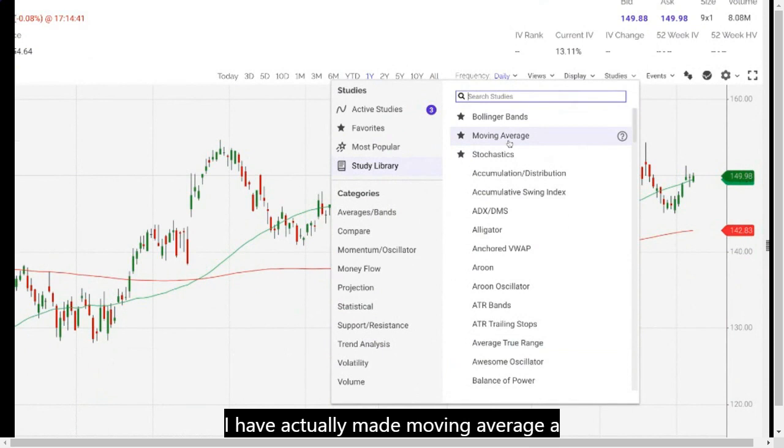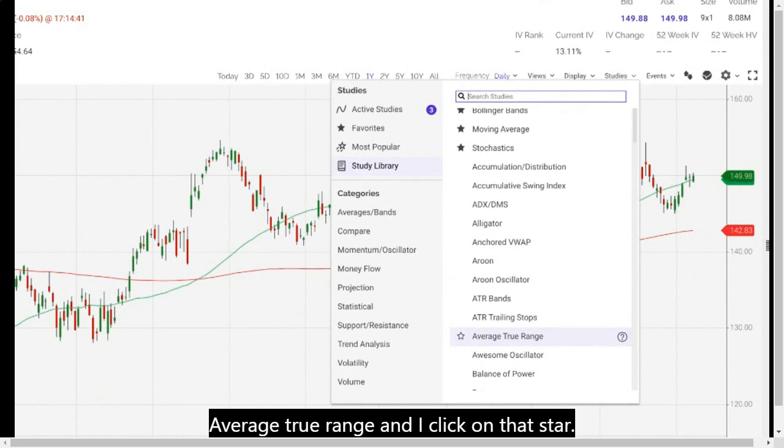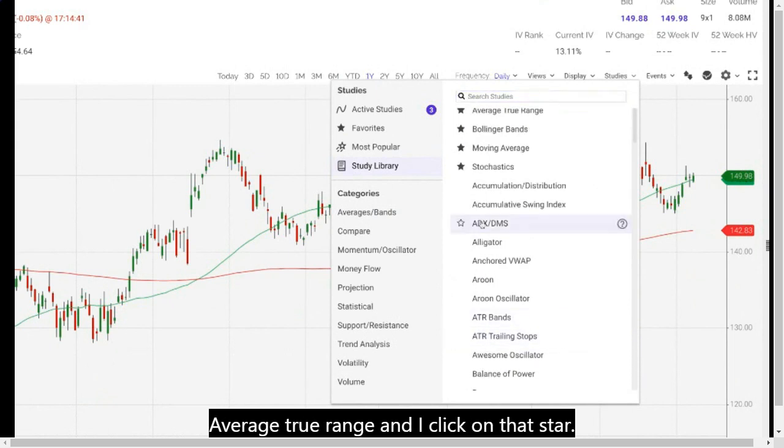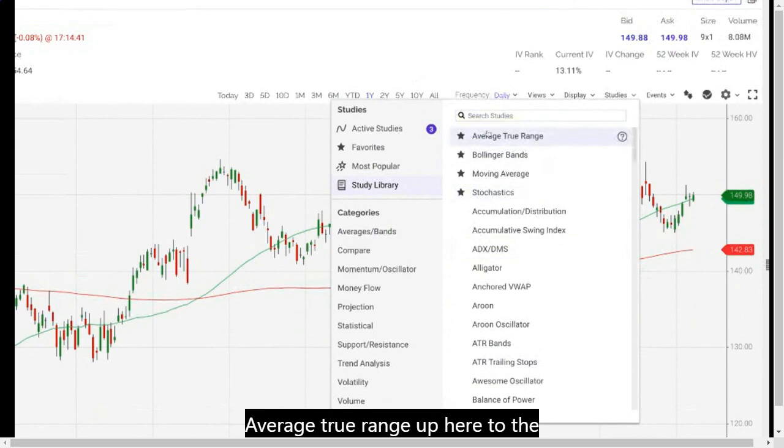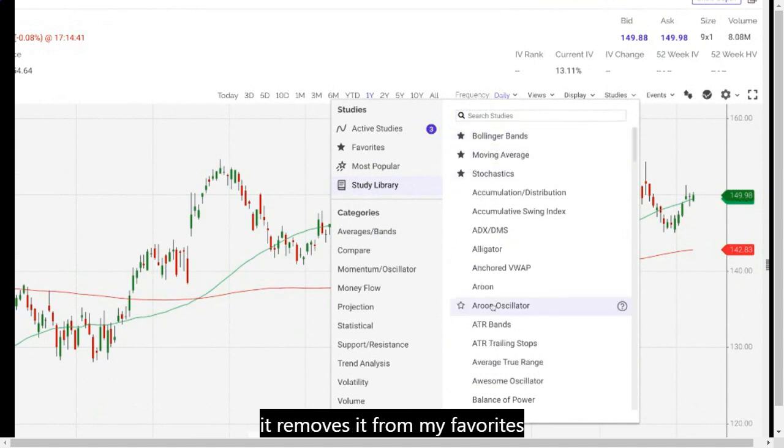I have actually made moving average a favorite study, and the way I do that is simply by going to whatever study I'm interested in. Let's say that I wanted to go to average true range. It's one of our volatility numbers here. Average true range, and I click on that star. Notice that now it has pulled average true range up here to the top because it is a favorite. If I decide that I don't want that as a favorite anymore, I click on the solid star and it removes it from my favorites and puts it back in the list.